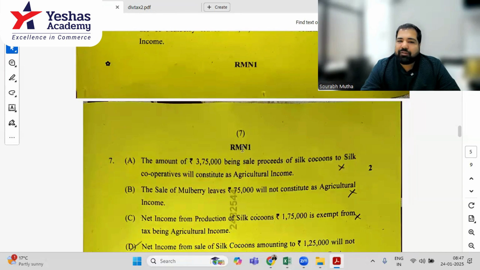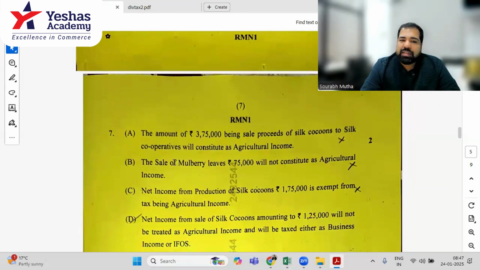The amount of 3,75,000 being sale proceeds of silk cocoons to silk cooperatives will constitute as agriculture income. No, that part is not agriculture, so this is not the right answer. The sale of mulberry leaves 75,000 will not constitute agriculture income. No, mulberry leaves also, because you're growing it as agriculture income.